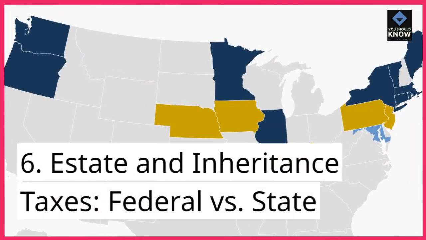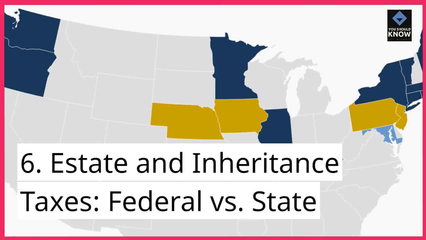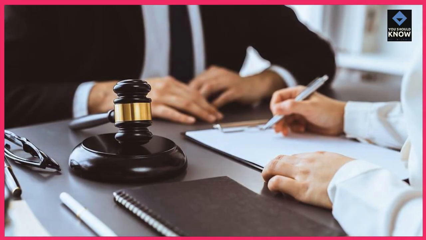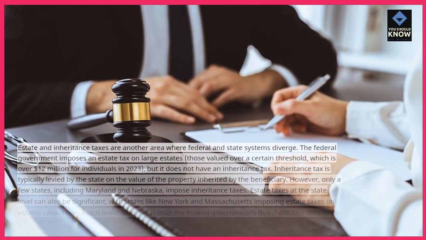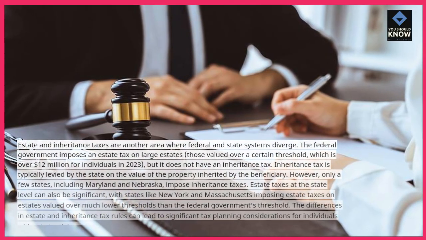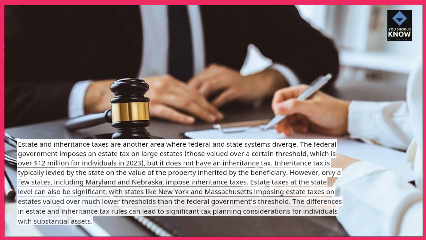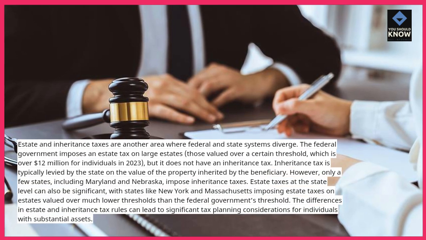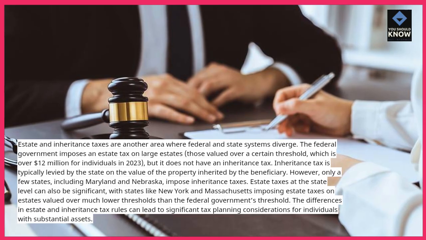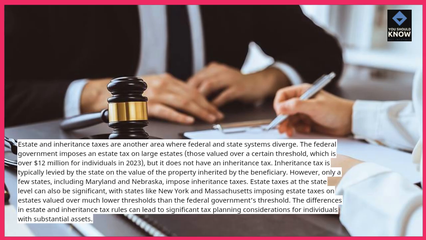6. Estate and inheritance taxes. Federal versus state. Estate and inheritance taxes are another area where federal and state systems diverge. The federal government imposes an estate tax on large estates, those valued over a certain threshold, which is over $12 million for individuals in 2023, but it does not have an inheritance tax.